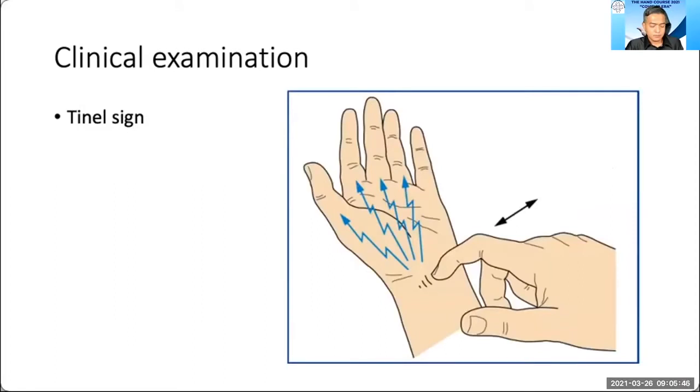And you should perform the Tinel sign. It is considered positive when the patient experiences an electric shock-like sensation when you tap just around the wrist crease.